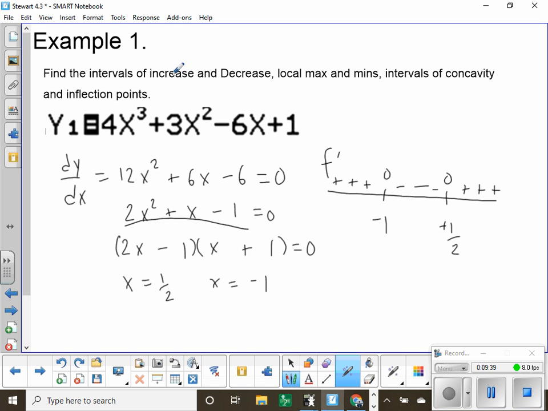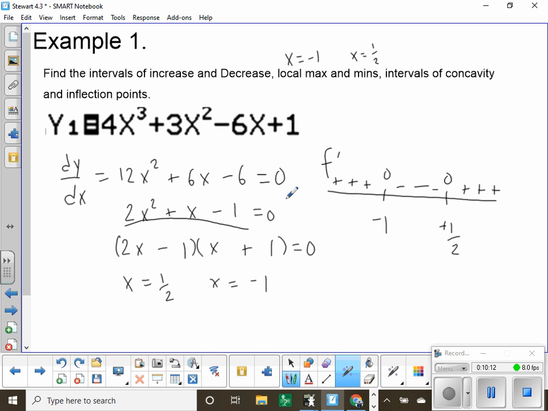So I just found the increase and decrease intervals, and I just found the local mins and maxes. So it's going to go from increasing to decreasing. That's a mountain, so x is -1 is the place where there's a local max. So the local max happens when x is equal to -1. And the local min is where it's going from decreasing to increasing. That would be x equals +1/2. So those are the places.